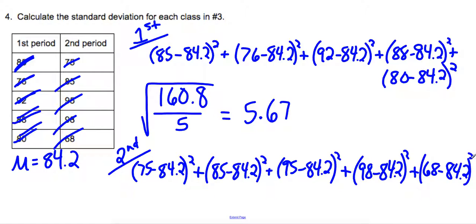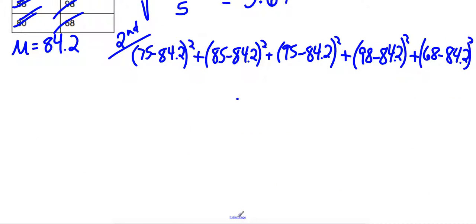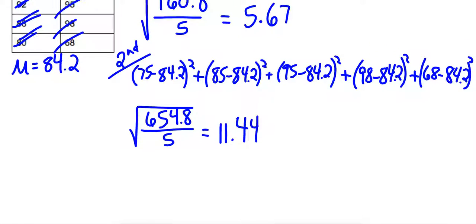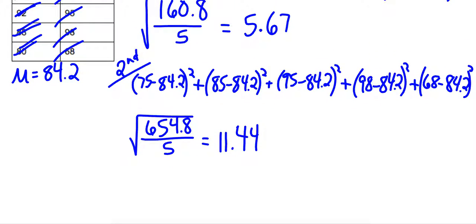Okay, put that all in your calculator with the parentheses, exactly how it appears. And I already did this. I got 654.8. You have to divide by n. N is the number of test scores. Divide it by 5. Take the square root of the whole thing. When you do that, you get 11.44.